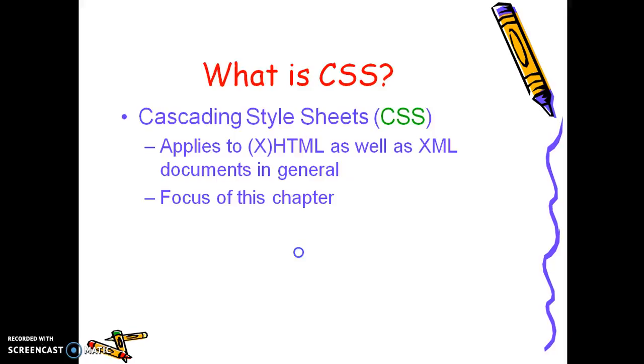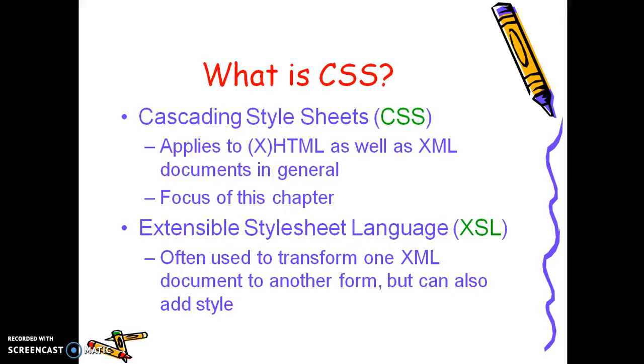Now, what is CSS? Cascading Style Sheet is the full form of CSS, which applies to XHTML as well as XML documents in general. Focus on this chapter, extensible style sheet language, often used to transform one XML document to another form but can also add style.